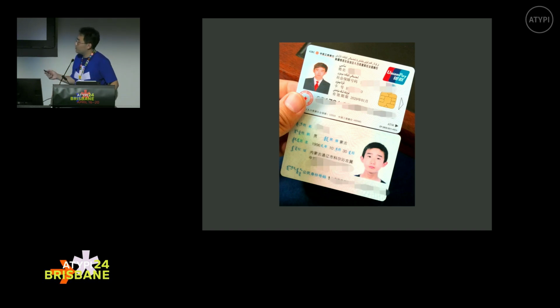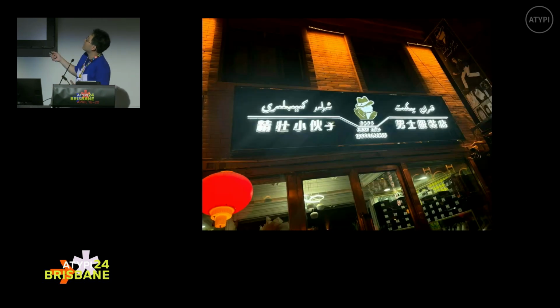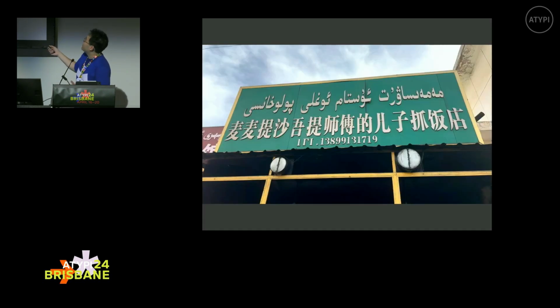And you can find it on lots of papers, lots of documents like ID cards, and signage on the street, well, with a weird Chinese translation. And yeah, you can understand, right? And here is also Uyghur language, and here is some Chinese translation. This photo was taken in Xinjiang, thanks to my dear friends who sent me this.